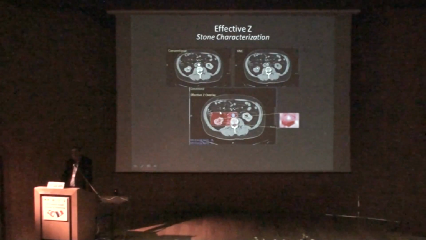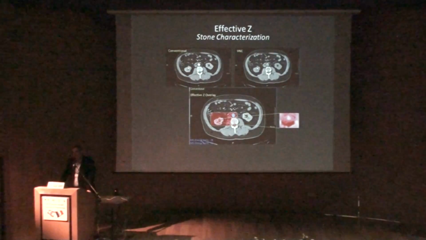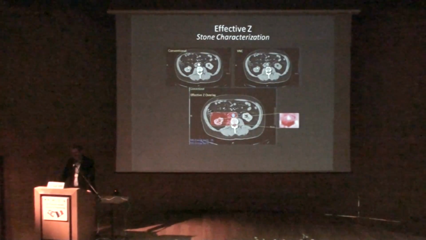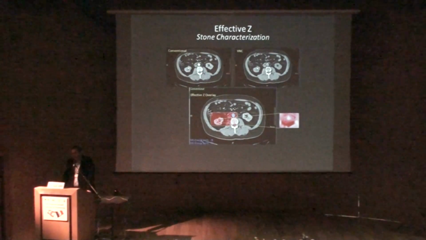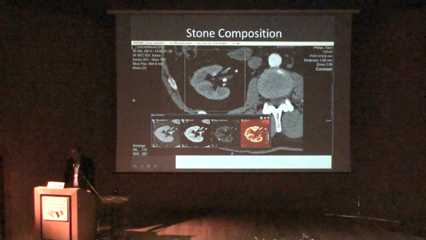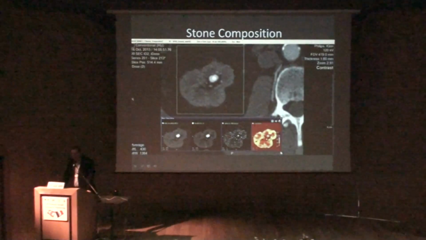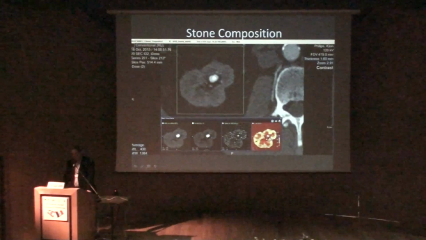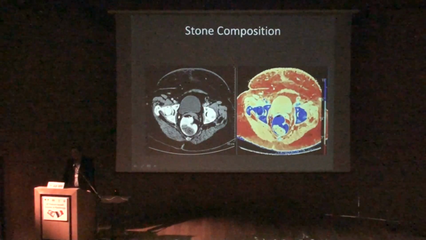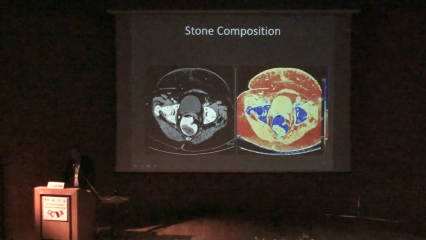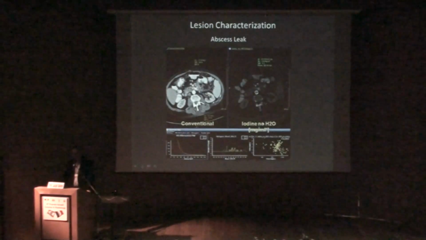We can look at stones and decide whether they are uric acid or calcium stones. It's important because uric acid goes for medical treatment and calcium-based stones go for other treatments, extracorporeal shockwave lithotripsy. So that's a soft stone. We can see two stones over here, but they are different. And in this case, we have an effective Z that is high, and it means that it's not a calcium stone. And this is a uric acid stone that gives us the ability to provide medical treatment to this patient.